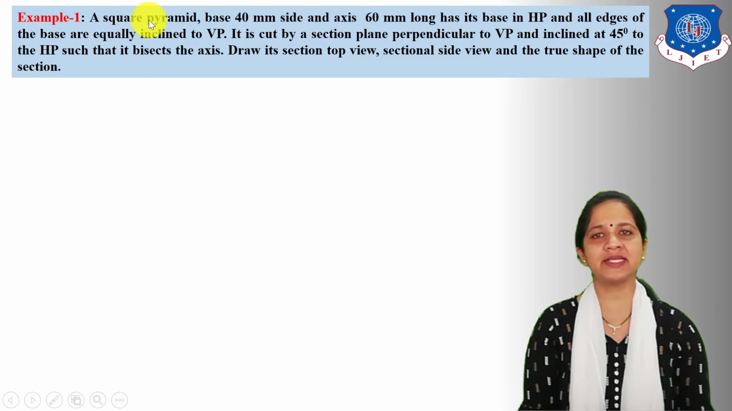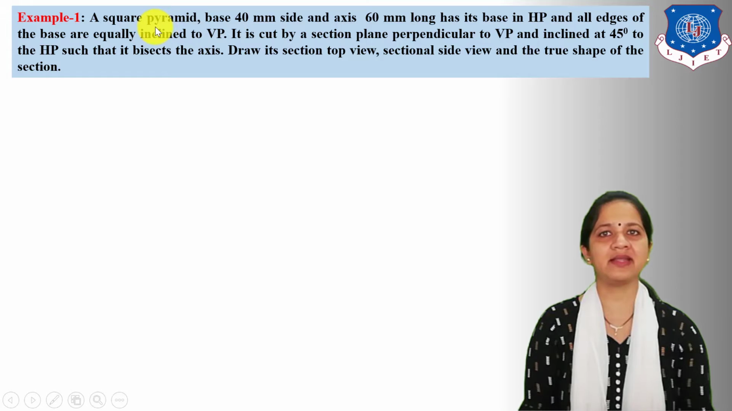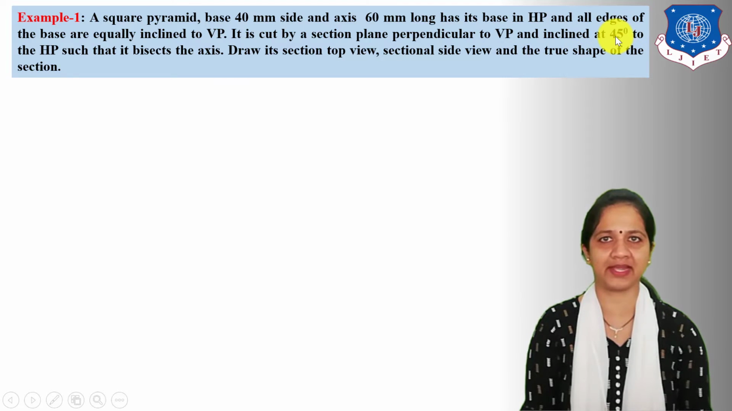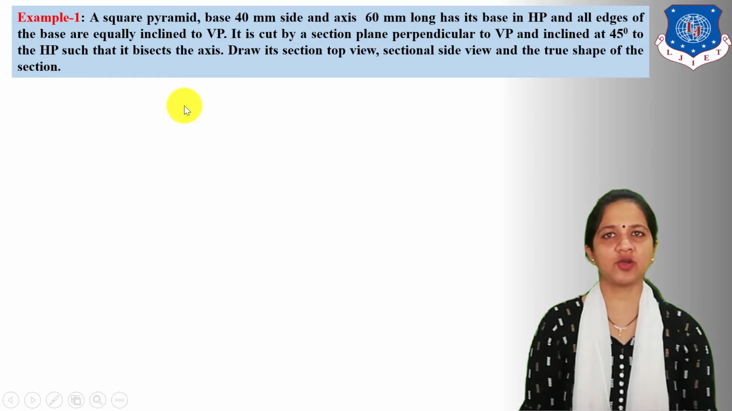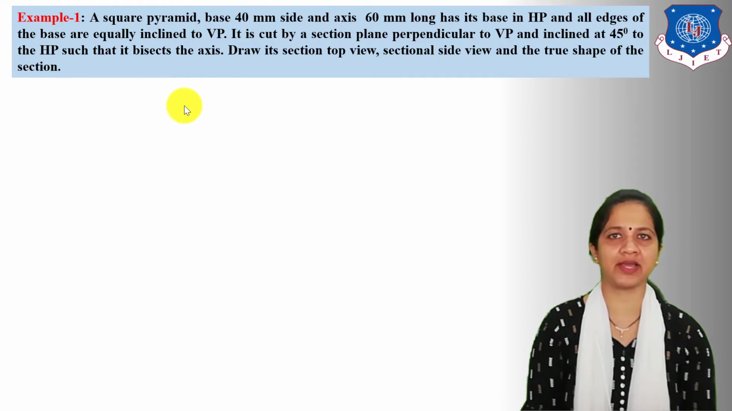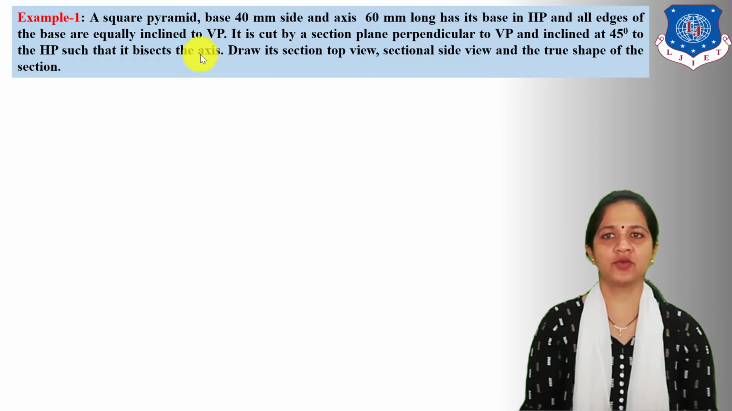Here, the solid given is a square pyramid and it is cut by an AIP cutting plane. The AIP cutting plane is inclined with HP, the inclination with HP is given as 45 degrees, and the AIP cutting plane is perpendicular to VP. Now here, knowledge of projection of solids is required before taking a section. So, first draw the projection of the solid as per the given resting or standing position of the square pyramid.